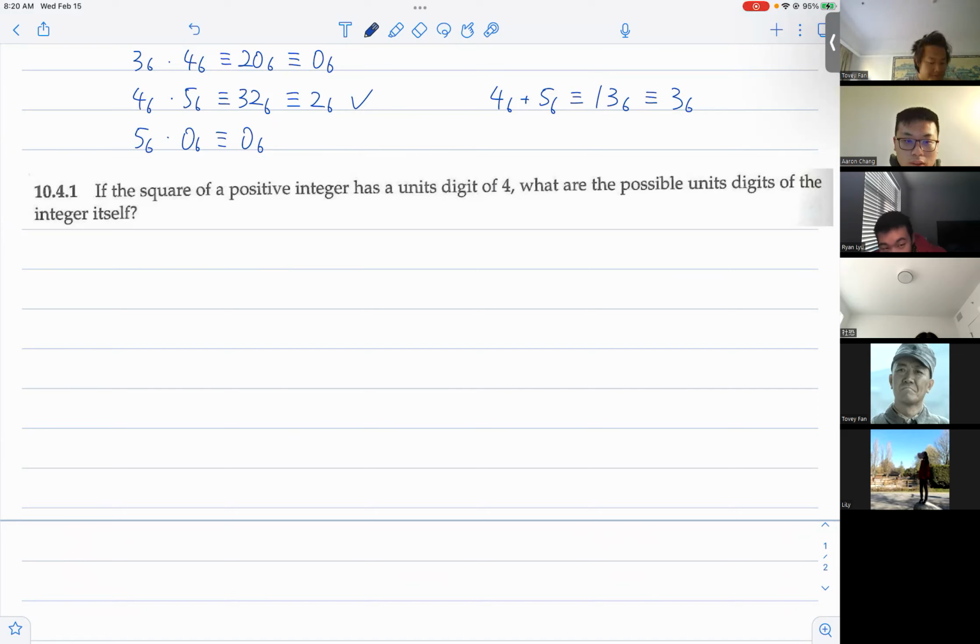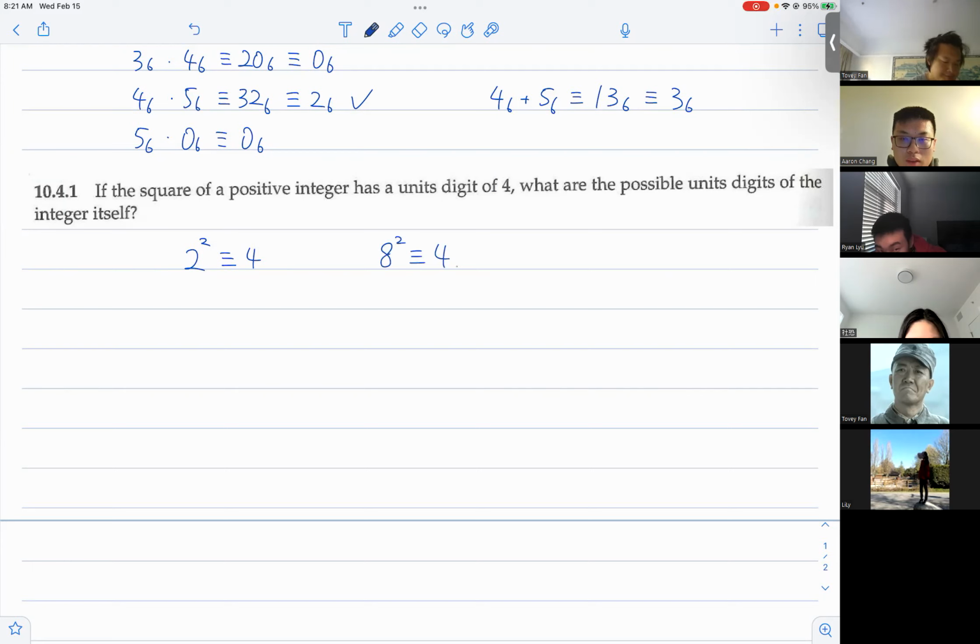Is it my turn to answer? Yeah. Two. Yep. Is 2 a possible unit digit? Yes, because 2 times 2 is 4, right? You have 2 squared, 4. Any other possible unit digits? What about 8? Yeah, 8. 8 squared, 64. So that's 64, yeah.